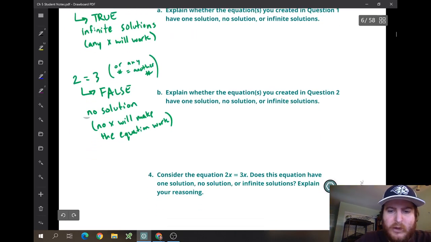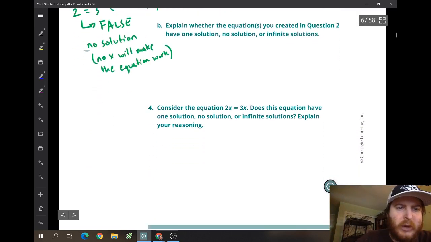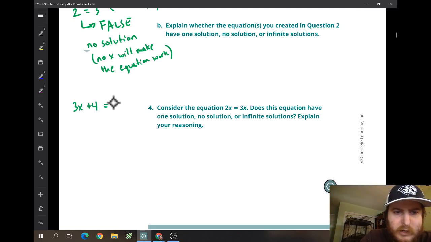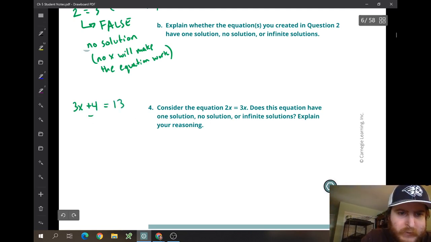So like I said, I'd rather just instead of going over this, give you a couple examples of this. So really easy examples. If we had, say, 3x plus 4 equals, let's say, 13. We subtract 4 to both sides, we get 3x equals 9, divide by 3, and we get x equals 3.